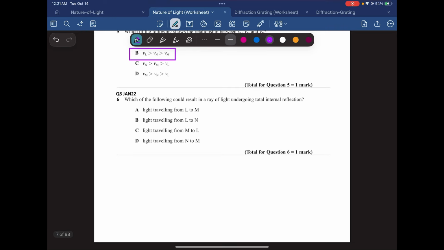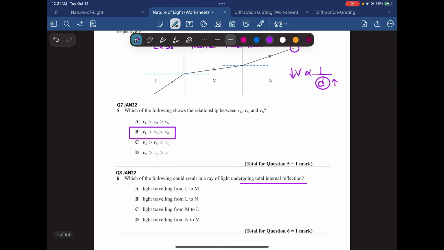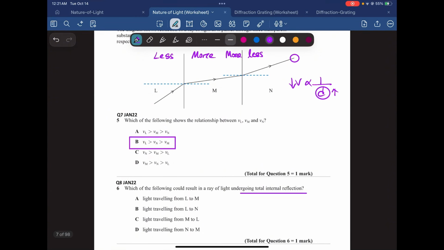Now the next part of the question says: which of the following could result in a ray of light undergoing total internal reflection? In terms of total internal reflection, you will have to recall the criteria to fulfill total internal reflection. The first criterion is the light must move from more dense medium to less dense medium. And the second thing is the angle of incidence should be greater than the critical angle, right?